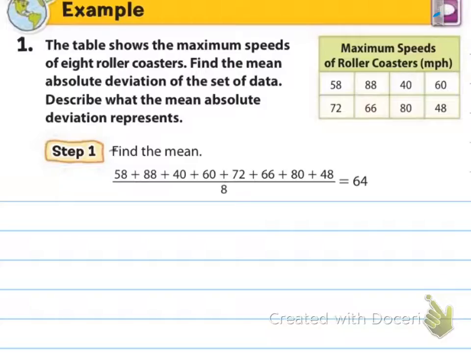So let's look at some examples. Example number 1 says the table shows the maximum speeds of 8 roller coasters. Find the mean absolute deviation of the data set. Describe what the mean absolute deviation represents. So the first step, and I love that they give us step-by-step instructions, is to find the mean. Step 1, find the mean.